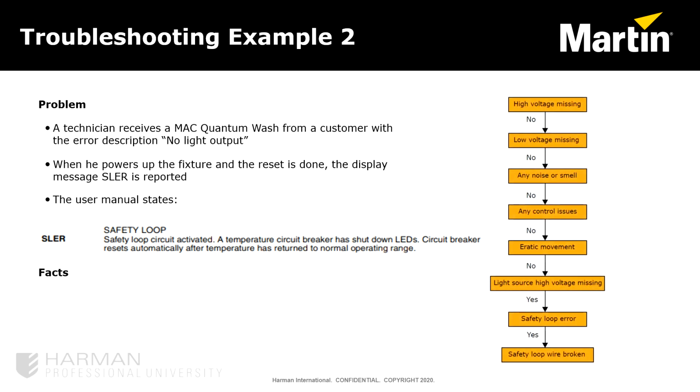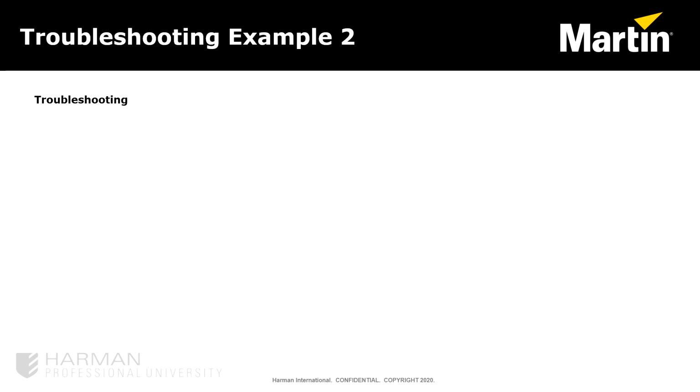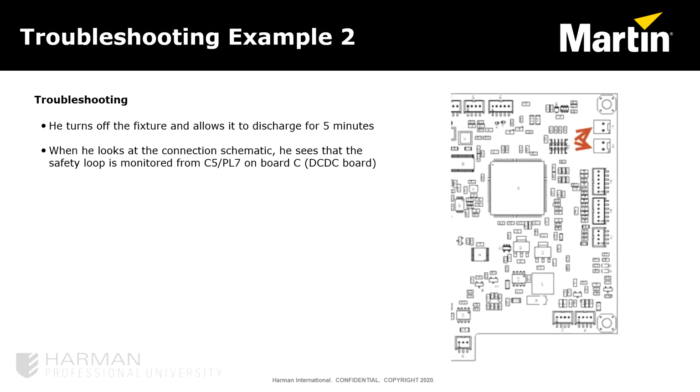What are the facts that have been provided or found? SLER is shown in the display. Light output has been disabled by the system. How does the technician proceed in troubleshooting the error? The tech turns off the fixture and allows it to discharge for 5 minutes. When the tech looks at the connection schematic, they see that the safety loop is monitored from C5-PL7 on board C, the DC-DC board. It is decided to verify that the issue is in fact related to the safety loop.